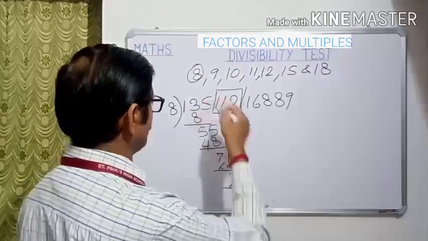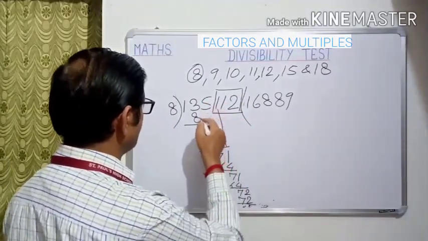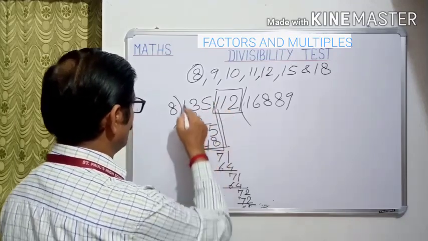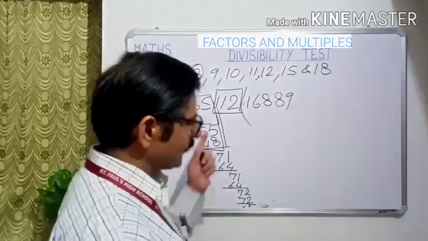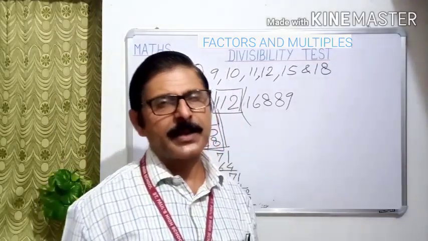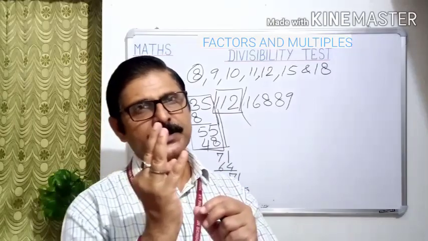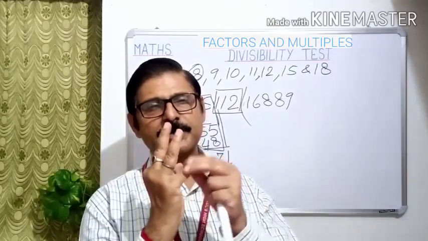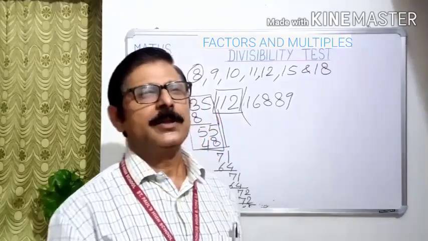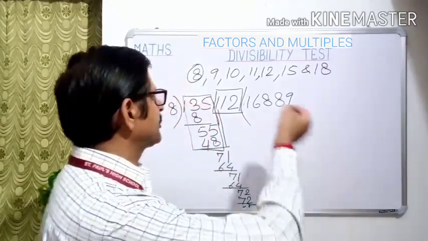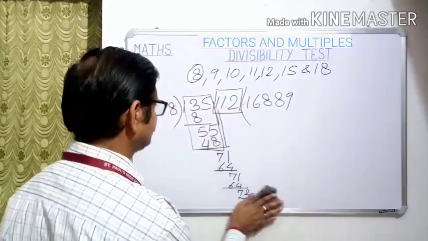And if you at all need to divide it, you can avoid this much work. You save time. So a number is divisible by 8 if it has 0 at the 1's place, 0 at the 10's place, and 0 at the 100's place, or the number formed by these 3 places is divisible by 8.